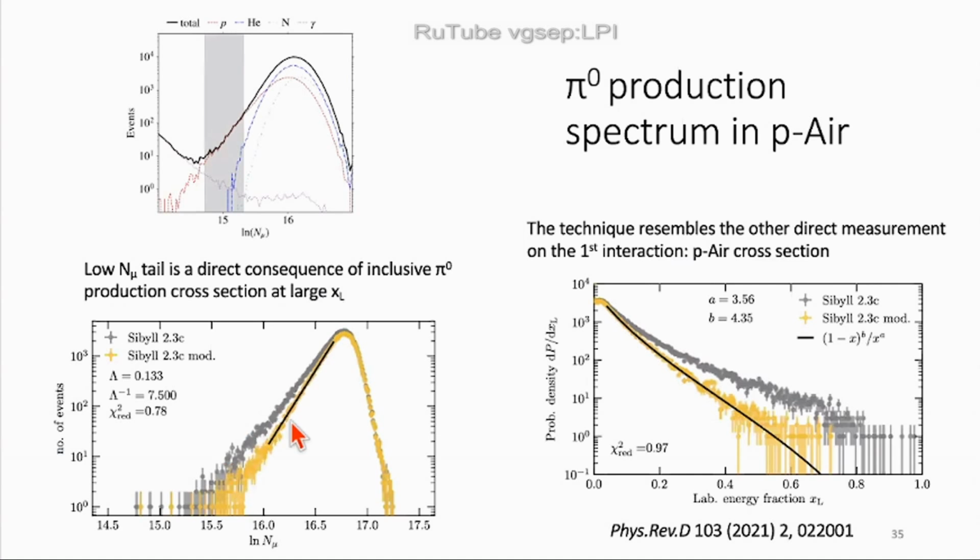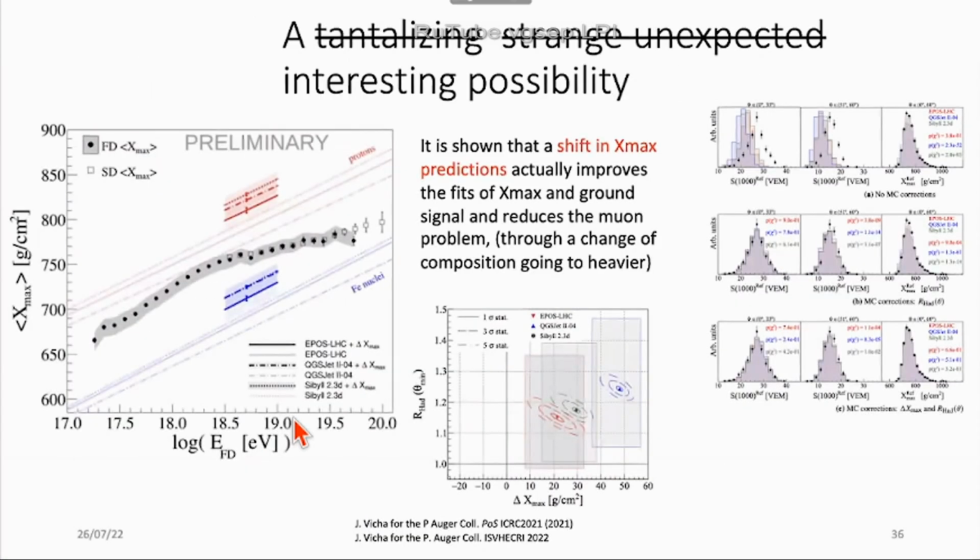And this is an example of that. So these are the distribution of number of muons for proton showers. And we can observe that if we change the energy spectrum of pi0 production in the first interaction, we change the tail of this distribution. So these are shower-to-shower fluctuations. So if we change the spectrum of pi0 production, this will affect the muon content of the whole shower. So we can extract also measurements from the first interaction.